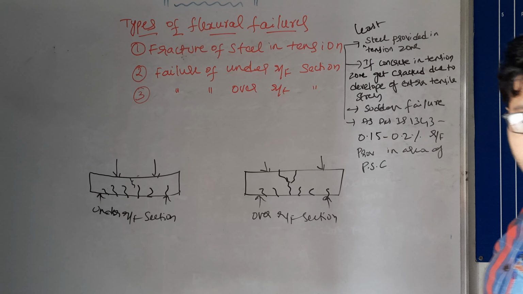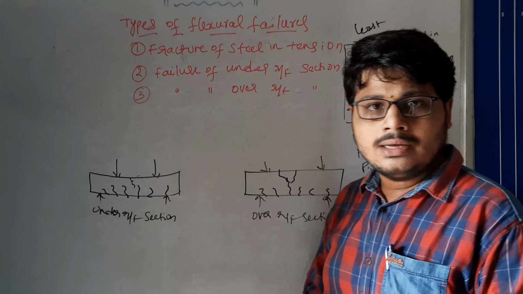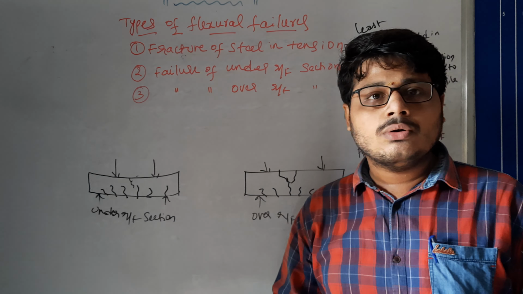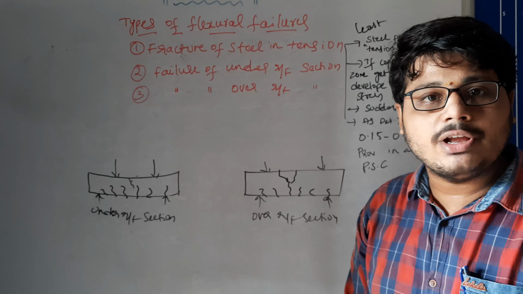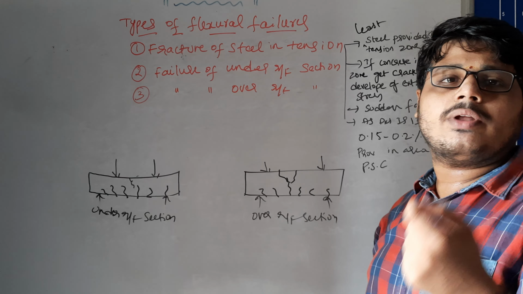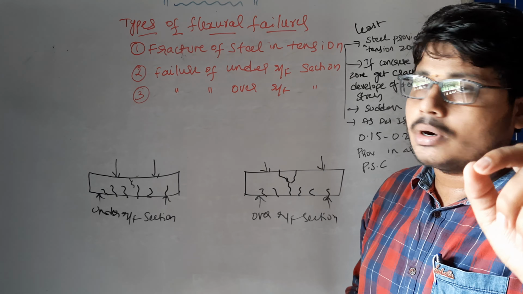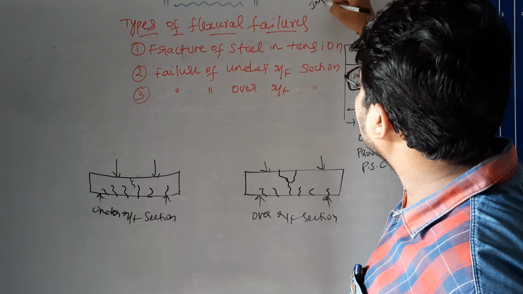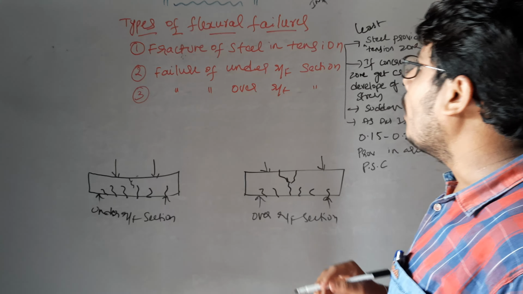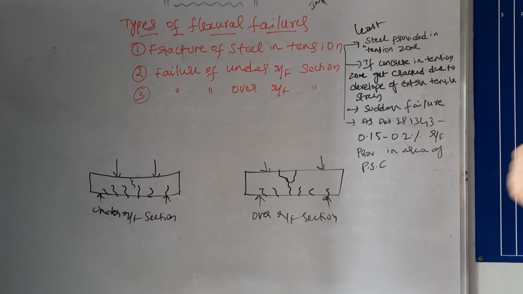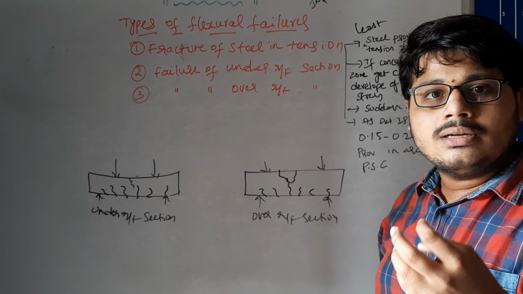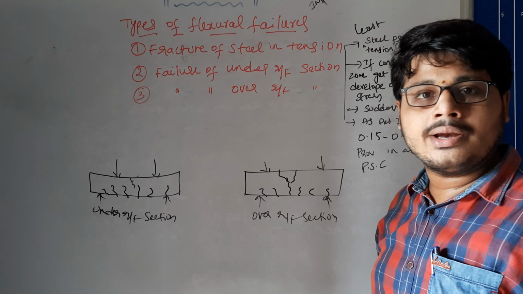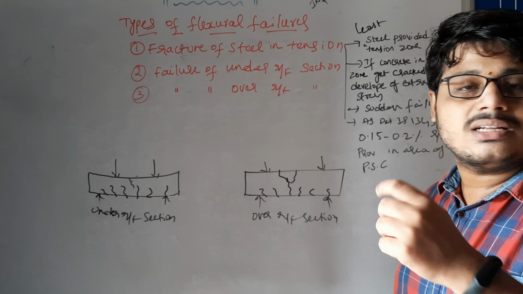So next topic is very important. In this topic, types of flexural failures. Explain about types of flexural failures, which is a very important question. Already we have discussed the flexure, which depends upon compression, bonding between tendons and concrete, ultimate tensile strength, and percentage of reinforcement.